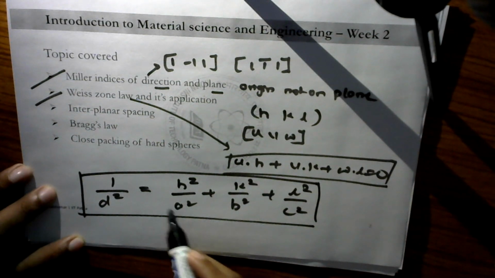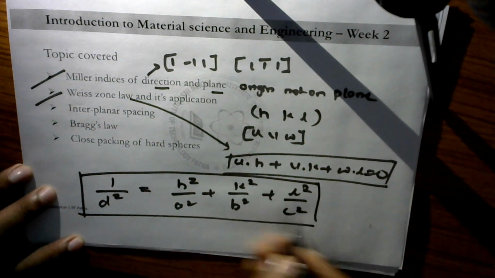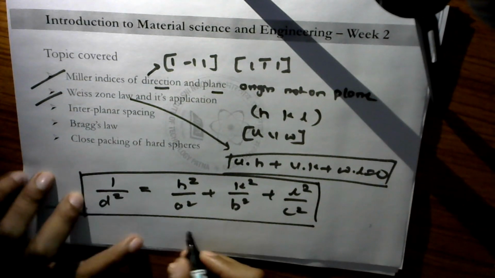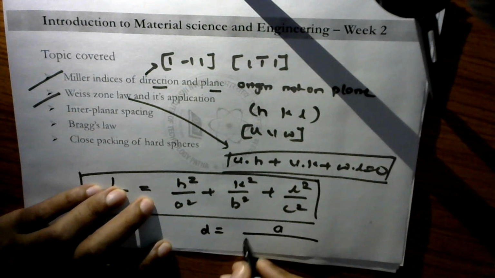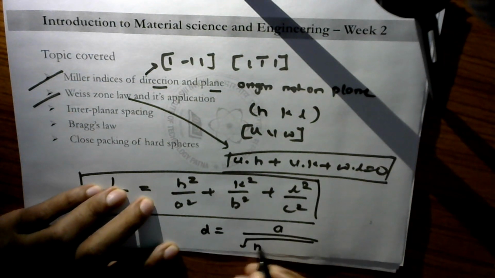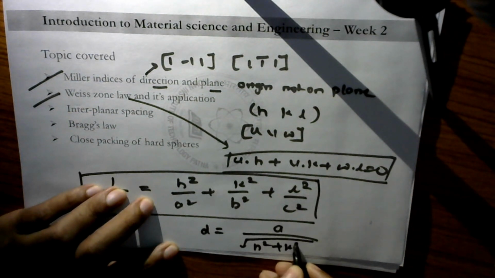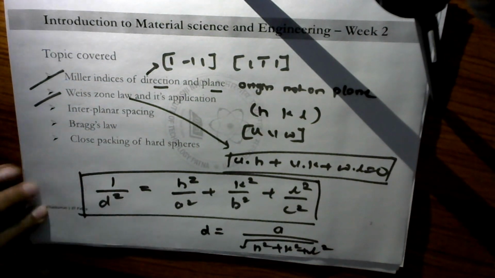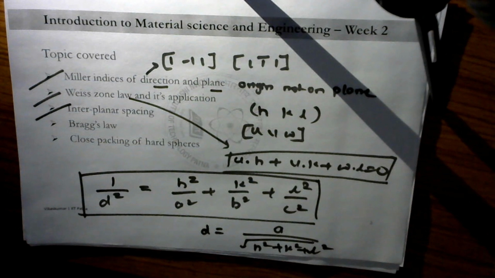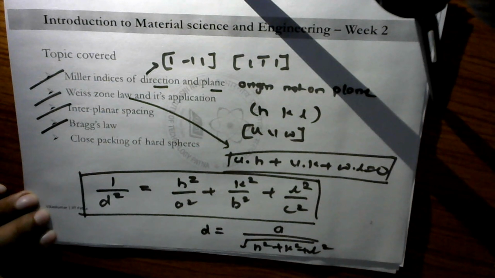For the cubic, for all of them a will be common, and then you can write d equal to a over root of h square plus k square plus l square, right? That's how we have studied the interplanar spacing, that is the distance between two consecutive parallel planes. Then we learned about Bragg's law, lambda equal to 2d sine theta.